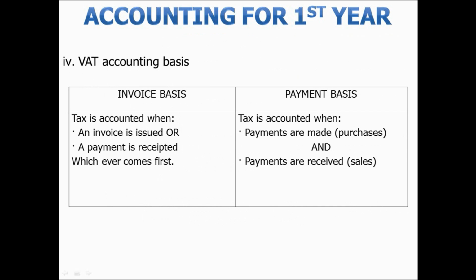VAT is accounted for using two different methods, either on the invoice basis or the payment basis. Under the invoice basis, tax is accounted for when an invoice is issued or when receipt of payment has been issued, whichever comes first. And under the payment basis, tax is accounted for when payments are made, purchases, and when payments are received, sales.